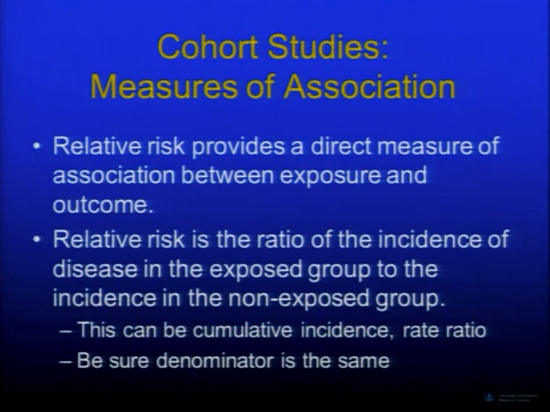So in the cohort study, the measure of association is a relative risk or a rate ratio that provides a direct measure of the association between the exposure and the outcome. A relative risk is the ratio of the incidence of the disease in the exposed to the incidence in the non-exposed. And it can be cumulative incidence, it can be rate ratio. Just be sure that the denominator is the same when you're doing it. You can't do cumulative incidence for the exposed and then do an incidence rate for the unexposed. So you want to do it both the same way.